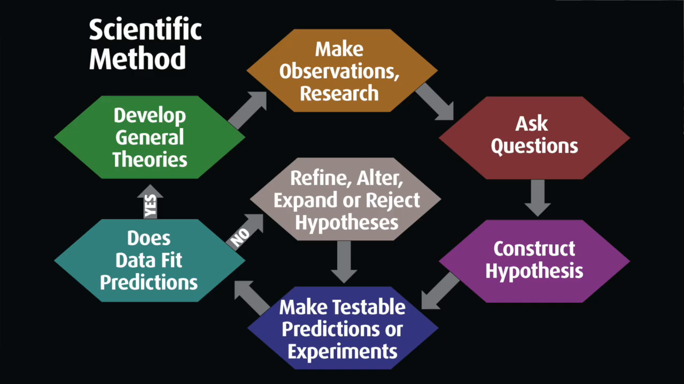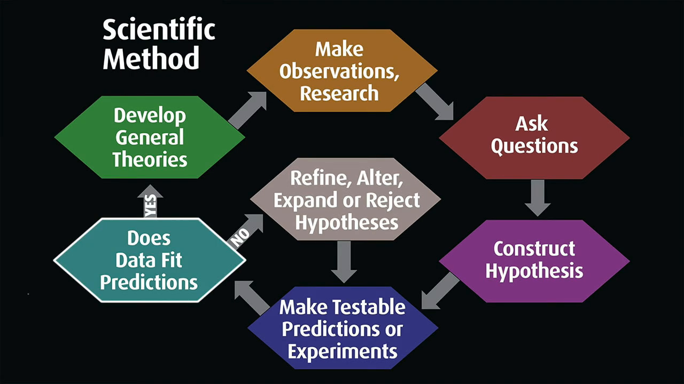Then we make testable predictions or experiments, and we've already established neither evolution nor creation lend themselves to experiments, so we can make testable predictions. Then we see, does the data fit the predictions? If yes, we go on to develop general theories. But if no, we should go and refine, alter, expand, or reject the hypothesis. And this is what the evolutionary scientists are unwilling to do. They're so committed to their dogma of evolution that they can't go back and reconsider things.